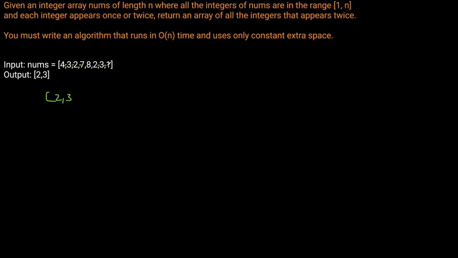And then we're going to do the same thing for 1. So 1, we're going to mark the 0th index with a negative, and then we're actually at the end of the array. So that's how we get 2, 3.